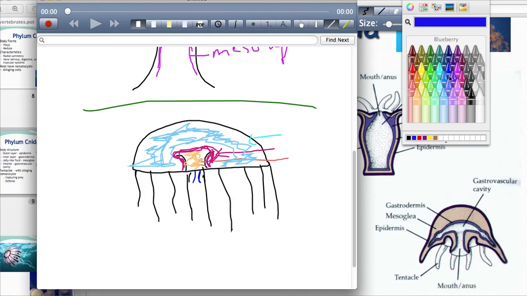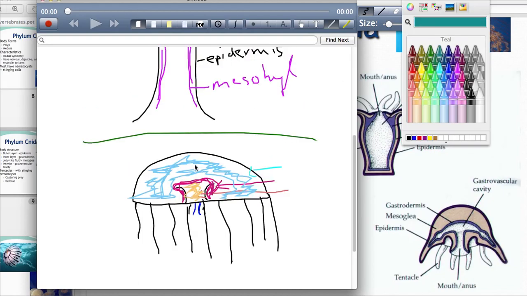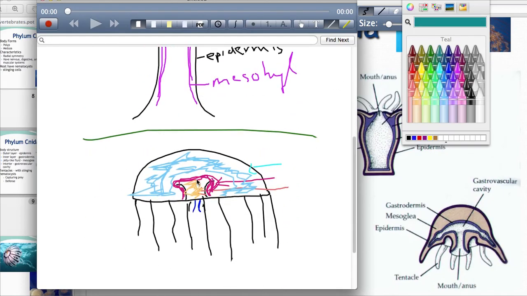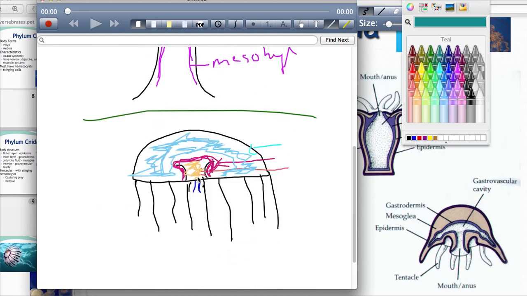And again, the tentacles, I stressed a lot with the sea anemone up here. They are lined with what? Nematocysts. They are lined with stinging cells called nematocysts. So when you get stung by a jellyfish, it's all thanks to these nematocysts that sting the cell.